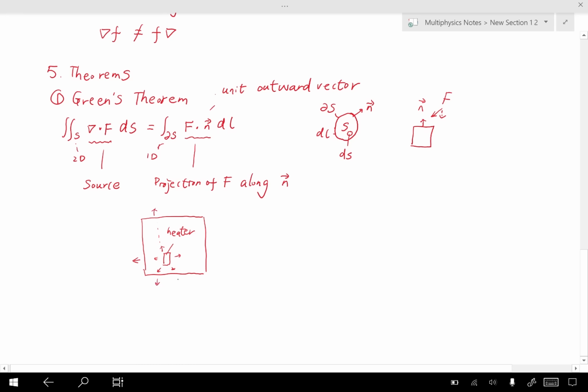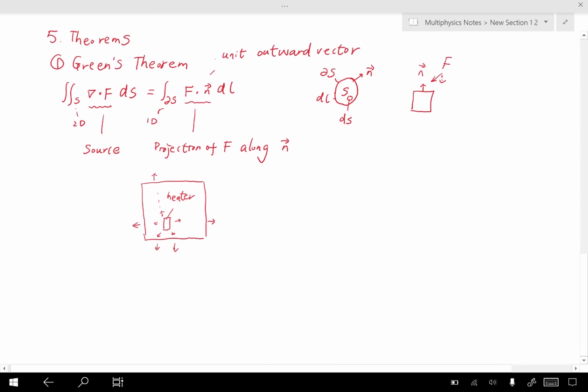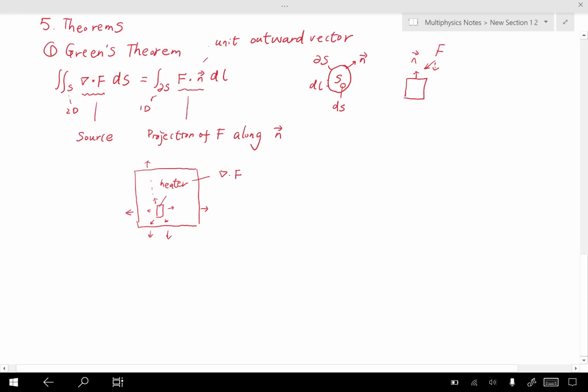So they're equal. Let's assume that the heater generates some heat and the heat gets out right away. Then the meaning of this equation is that the heater generates some heat, and that heat will get out through the walls. So the total heat moving out through the walls will be equal to the total heat generated by the heater. So that's the meaning of this equation.